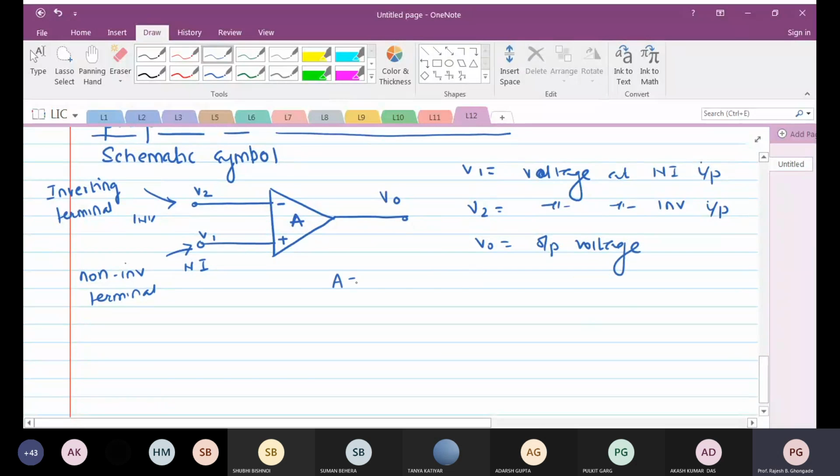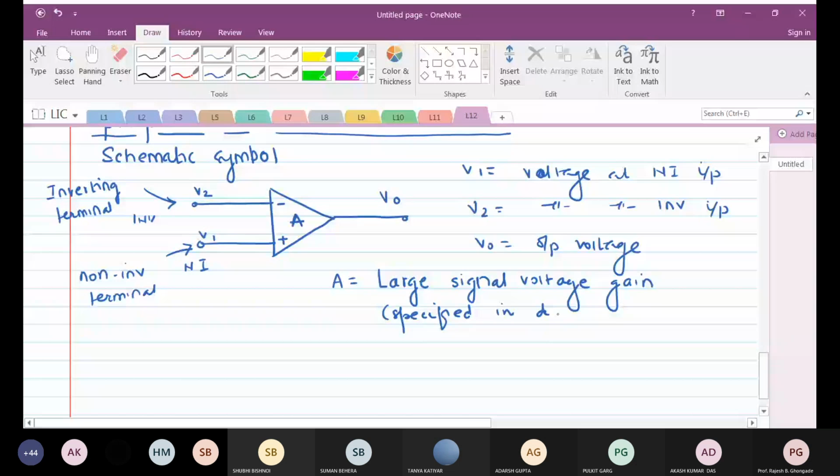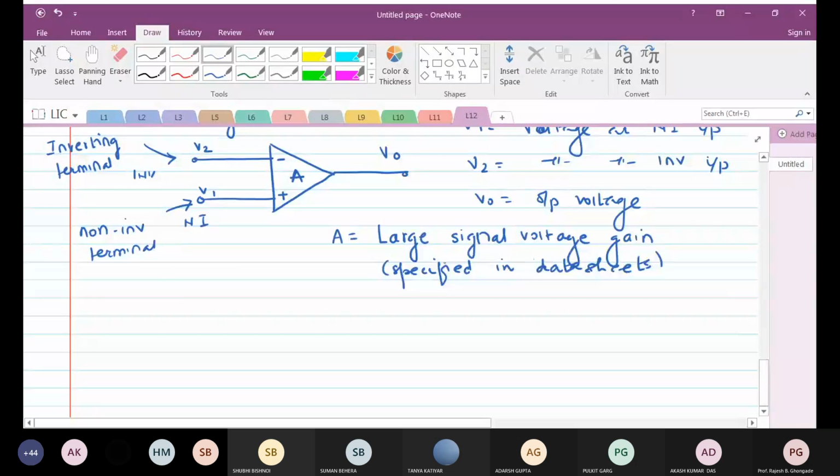A, very important, is called as a large signal voltage gain, which is actually specified in the data sheets. We are actually going to see one data sheet later, which is also called as an open loop gain.